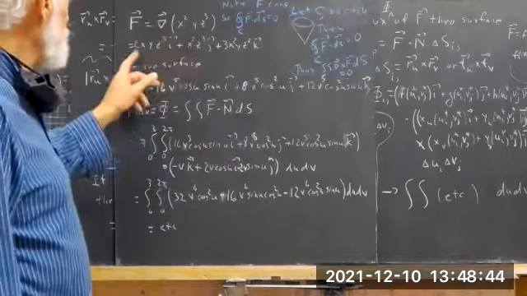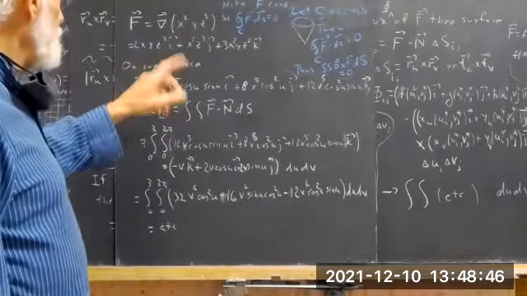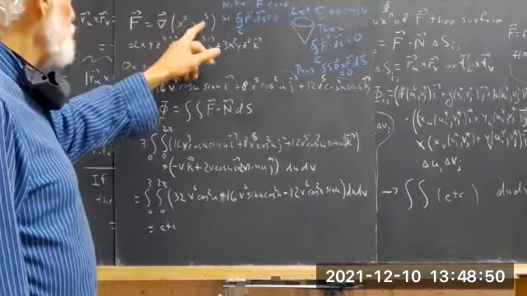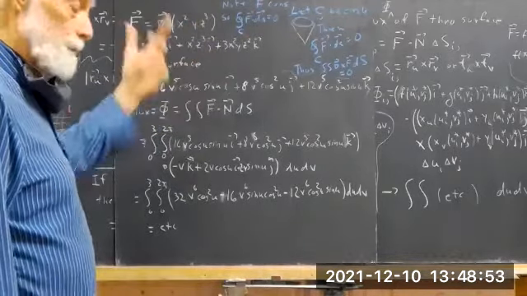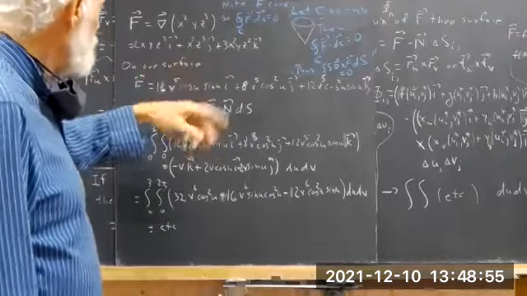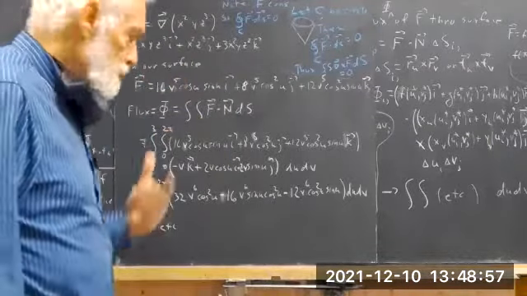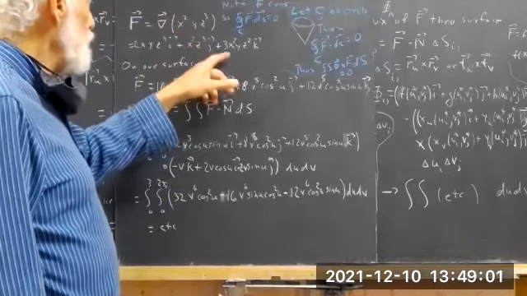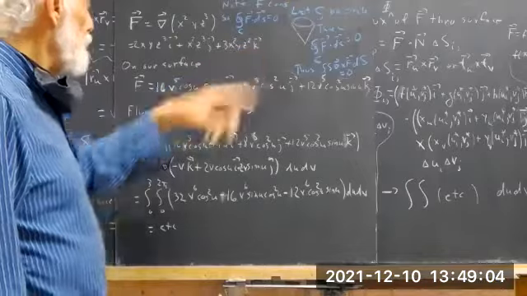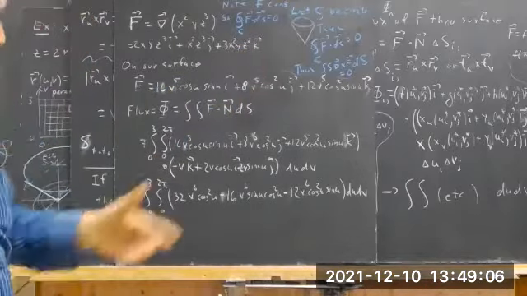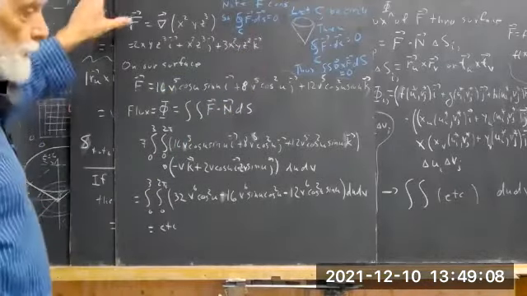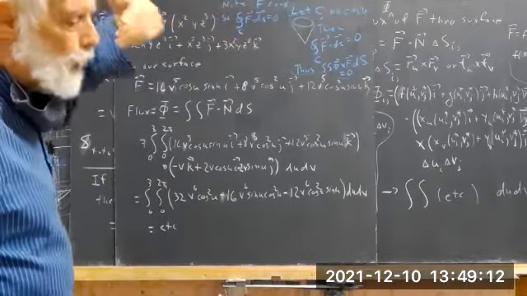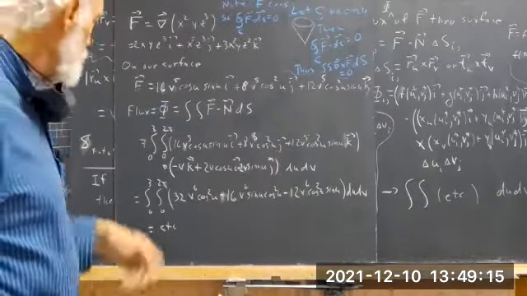X derivative is 2xyz cubed. That's times your i vector. Y derivative is just x squared z cubed, times your j vector. And the z derivative is 3z squared times x squared y, 3x squared y z squared. That's times your k vector, and I'm not going to review the gradient vector. It's just partial with respect to x times i, partial with respect to y times j, et cetera.